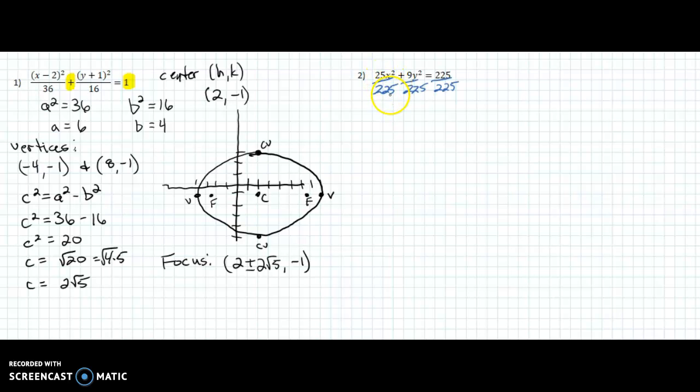So 25 will go into 225 evenly, and that will leave us with 9. And then 9 goes into 225 25 times, and then it's equal to 1. Okay, so this graph, or ellipse, has a center at 0, 0, and I know it's an ellipse because there's a plus in the middle. Both terms are squared, and then these numbers are different. If they were the same, we'd have a circle, which is interesting. But so that's what we have here.